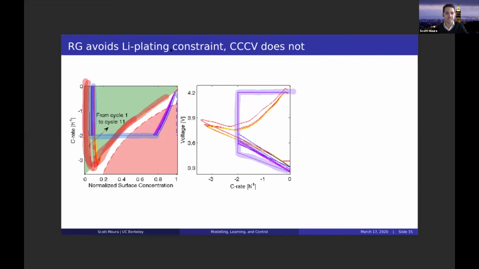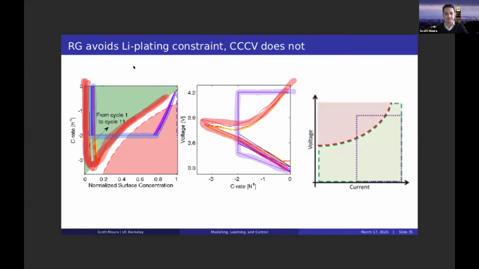So what you can see is, in fact, this reference governor approach is essentially allowing the cell to venture outside of this constraint, which is the one that we actually are using as a surrogate because it's the only thing we can measure. And using knowledge of the internal states, it's actually ensuring safety in this domain. And that really is the key to what's happening.